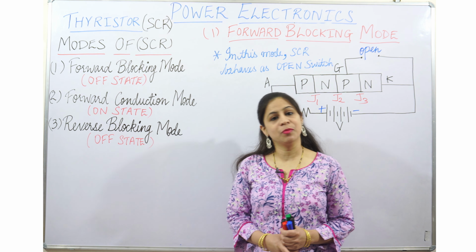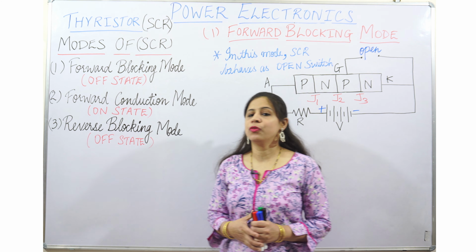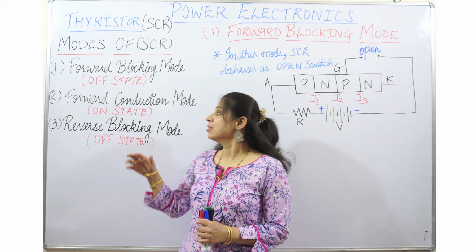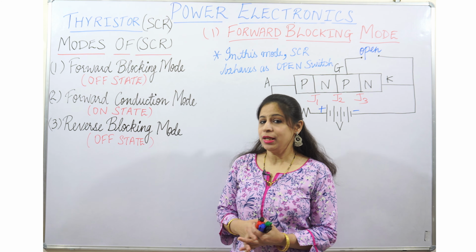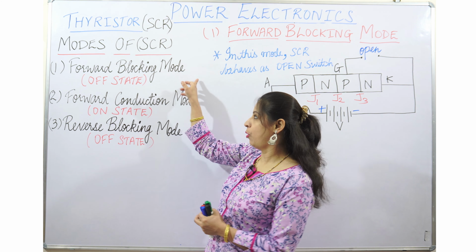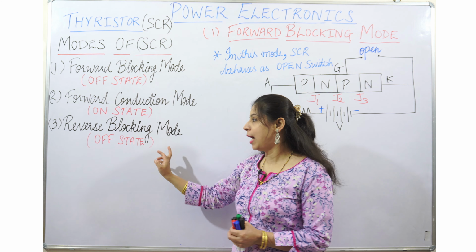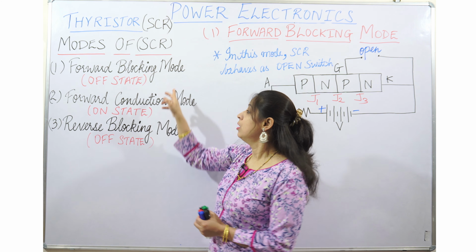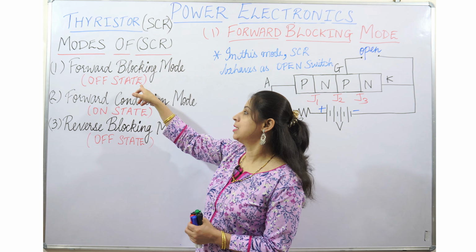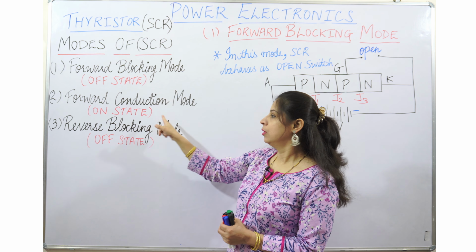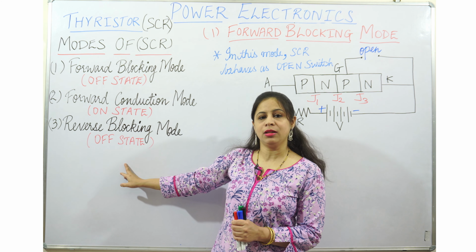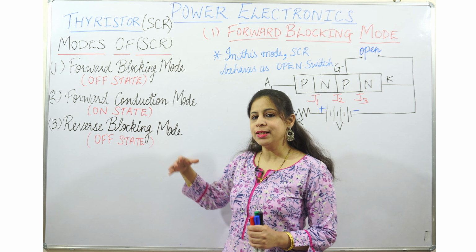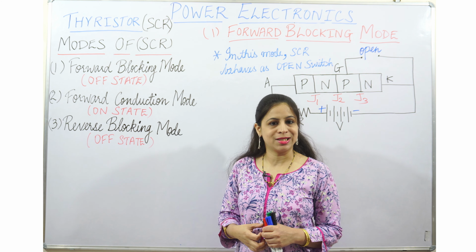So let us start with the modes of the SCR, with the working of the SCR, silicon controlled rectifier. Basically there are three modes of the SCR: the forward blocking mode, the forward conduction mode, and the reverse blocking mode. The forward blocking mode is said to be the off state mode, forward conduction is the on state mode, and reverse blocking mode is again the off state mode. So let us start discussing all these modes in detail.